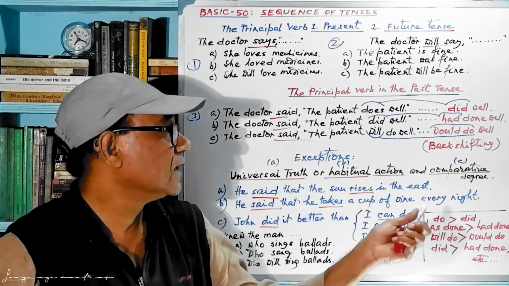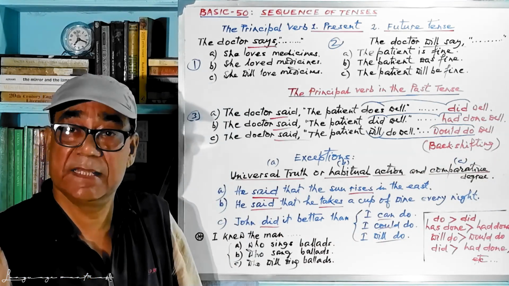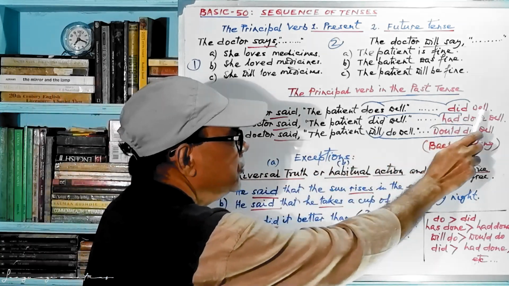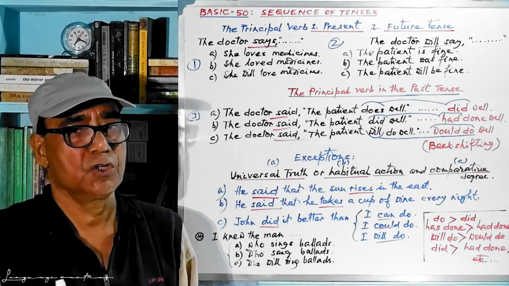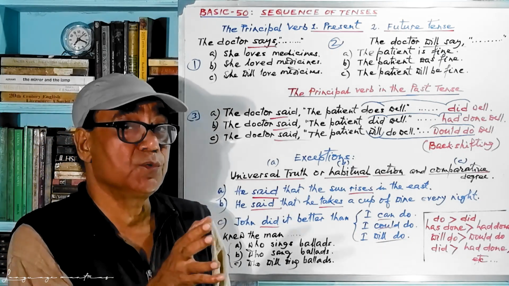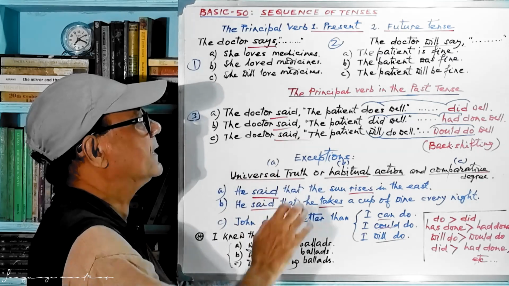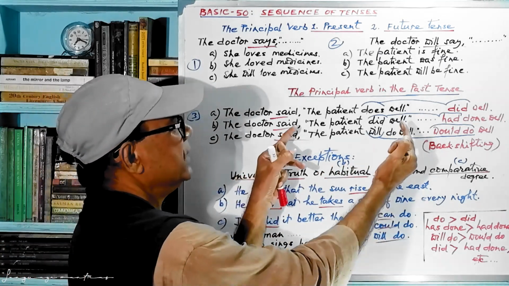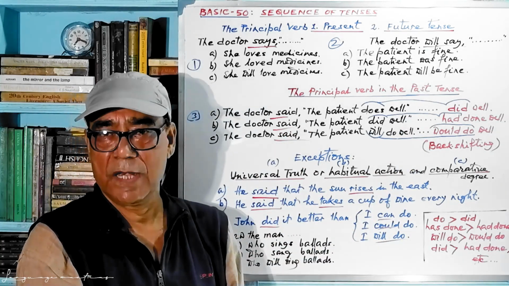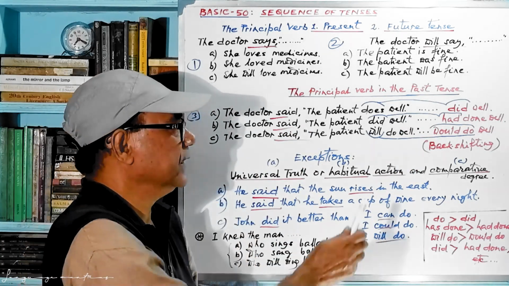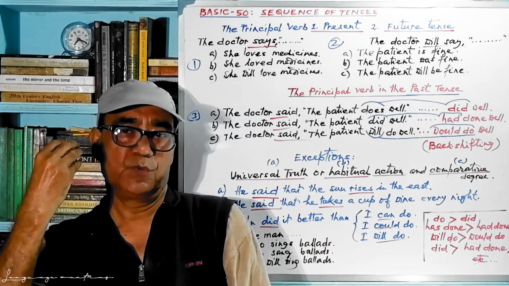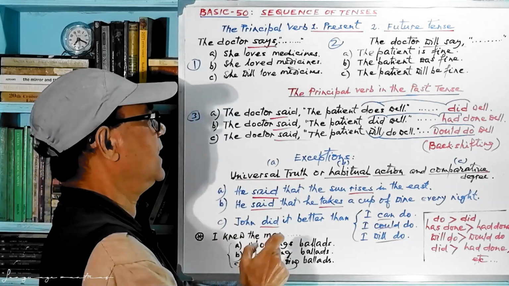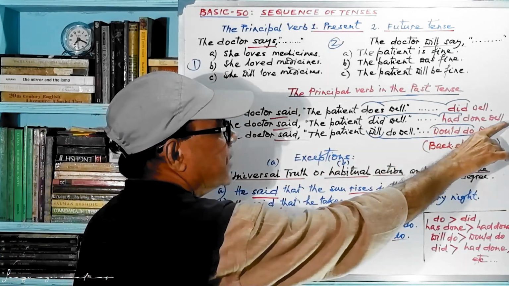This is back shifting. So what will happen in the indirect speech? The doctor said that the patient did well. Got it? The next sentence, the doctor said that the patient did well. Okay, we already have did well here within quotation mark. So what will happen here? This did will go backwards one step towards the past time. So what will happen? The doctor said that the patient had done well.